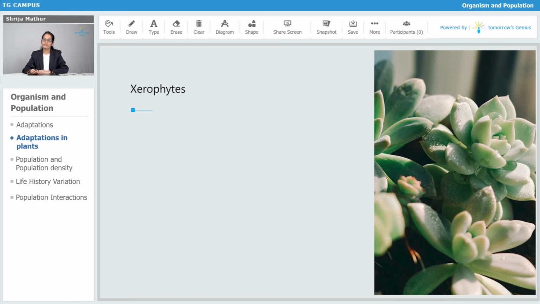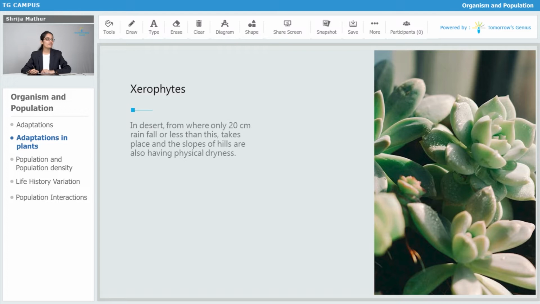Now coming to xerophytes. These are the plants which are living in water scarcity conditions. There is a constant deficiency of water. This deficiency of water may be of two types. One is physical dryness. These plants grow in regions which have very little water. That is physical dryness.